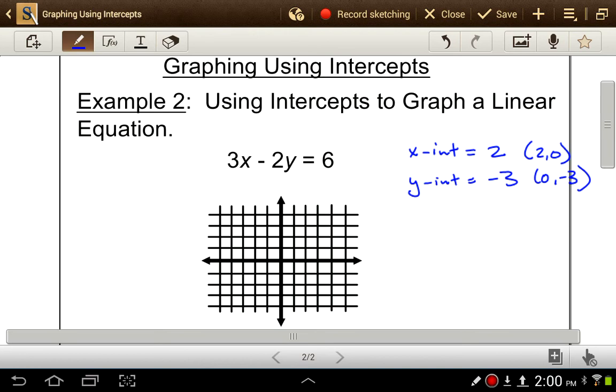So 2, 0 is going to be plotted right here. And there's my x-intercept, where it crosses the x-axis. And then my y-intercept, where it crosses the y-axis, is going to be 0, negative 3. So I plot that down. 1, 2, 3. Put my point, and then just draw my line through those points. And there's my line. And I just graphed it. Okay? And that's all you have to do for these.